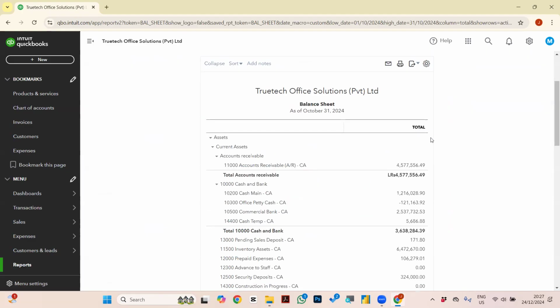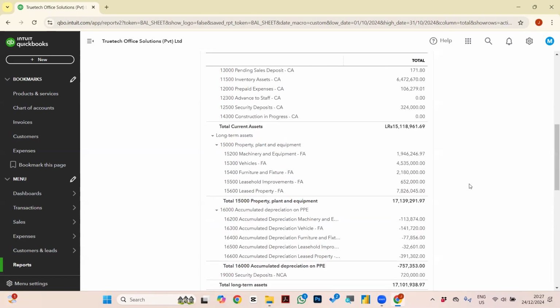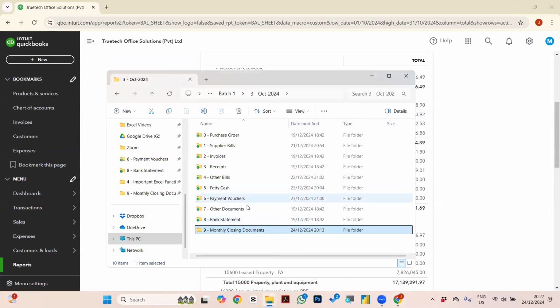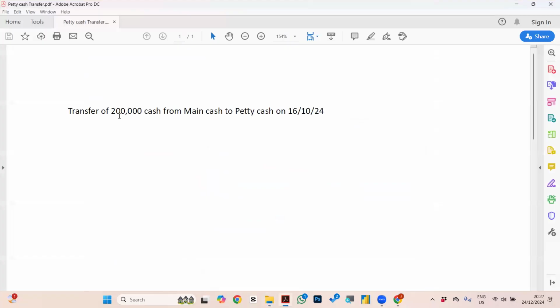I'm not interested in comparing, but here our balance sheet values are shown. So you can see the balance sheet values to see if there are any differences. Office petty cash was 121,000. There is an issue here. I think there's one entry that was not recorded properly. Other documents, I think we missed this one. See, that's how you spot the errors.